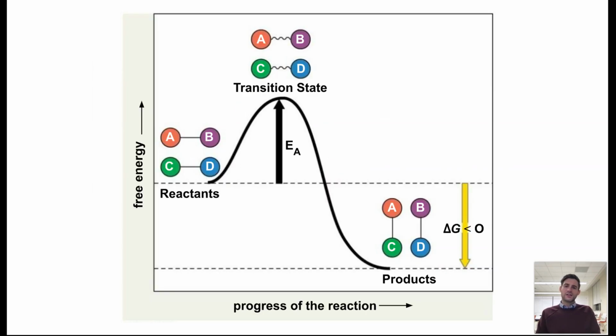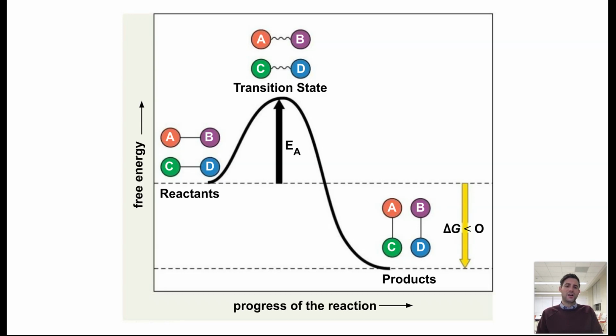This figure on the slide shows us the energy changes that would occur for a hypothetical exergonic reaction. An exergonic reaction is a reaction that involves the release of energy. In this case, there are two reactants that are swapping portions of their molecules. AB is one of the reactants, and CD is a second reactant.